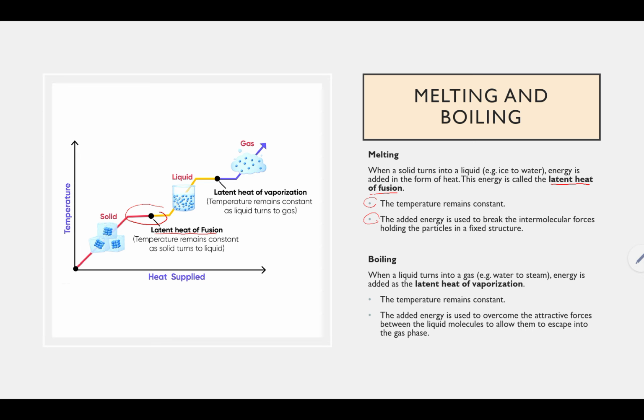Boiling, when a liquid turns into a gas like water to steam, energy is added as latent heat of vaporization. Here, the temperature also is constant, and the added energy is used to overcome the attractive forces between the liquid molecules to allow them to escape to their gas phase. So we need to know that melting is latent heat of fusion, and boiling is latent heat of vaporization.